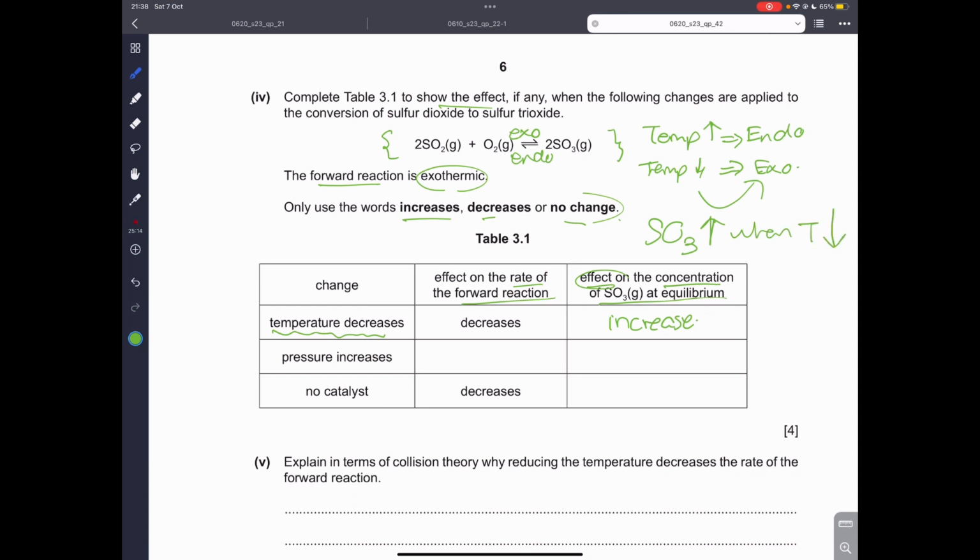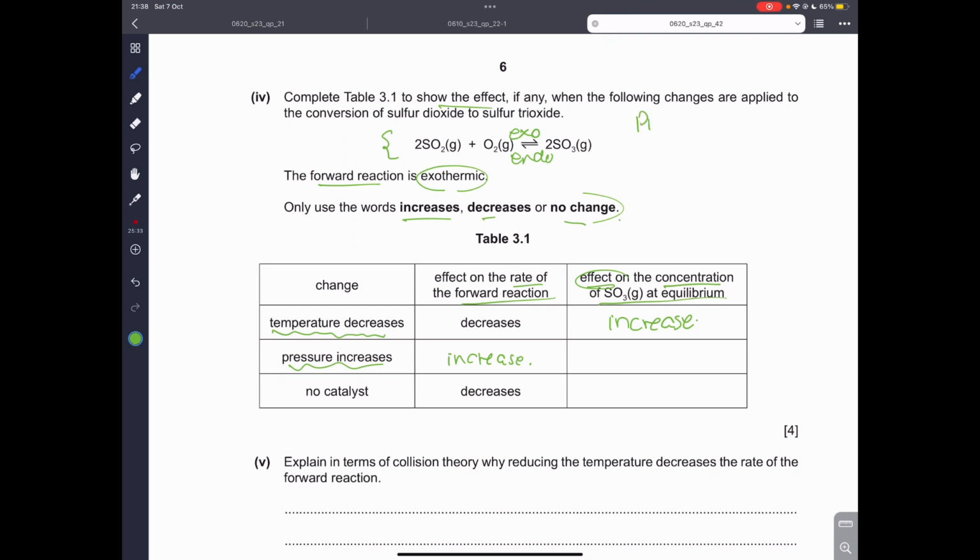The next change is the pressure change. If we increase the pressure, the rate of the forward reaction is going to increase. Now why, you may ask? Well, this is because pressure does not work like temperature. Pressure works like this.